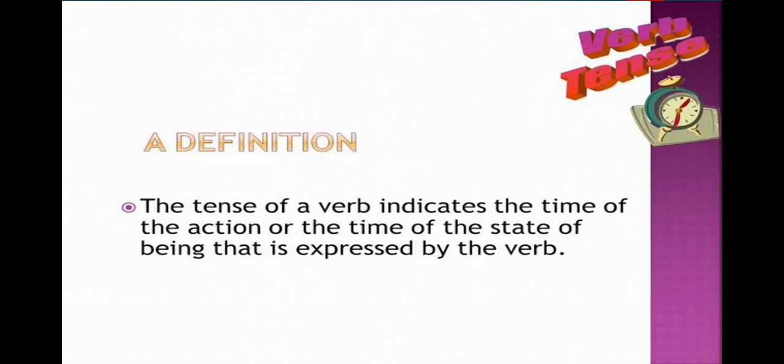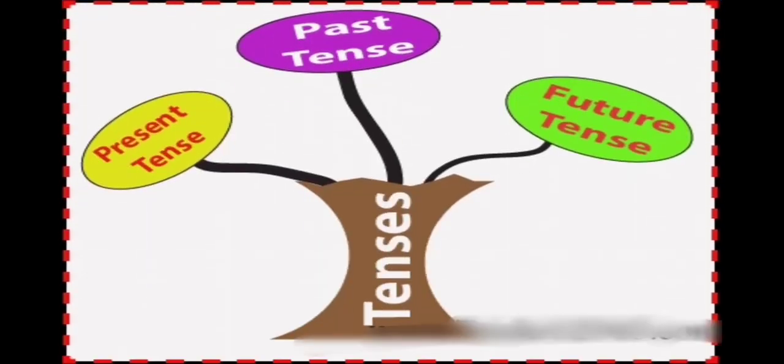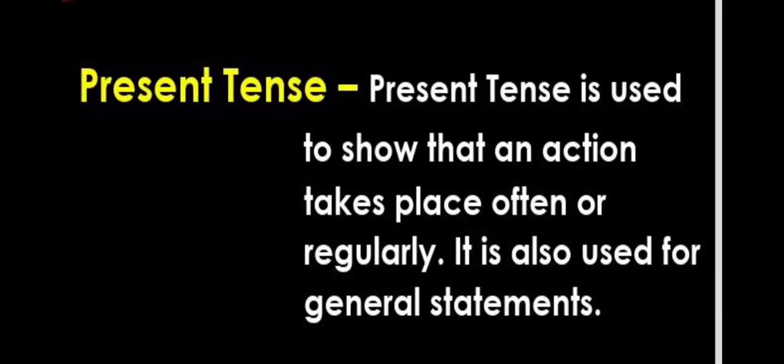Now children, there are three types of tenses. Present tense, past tense, future tense. We are going to discuss each tense in detail. Let's start with present tense. Present tense is used to show that an action takes place often or regularly. It is also used for general statements.